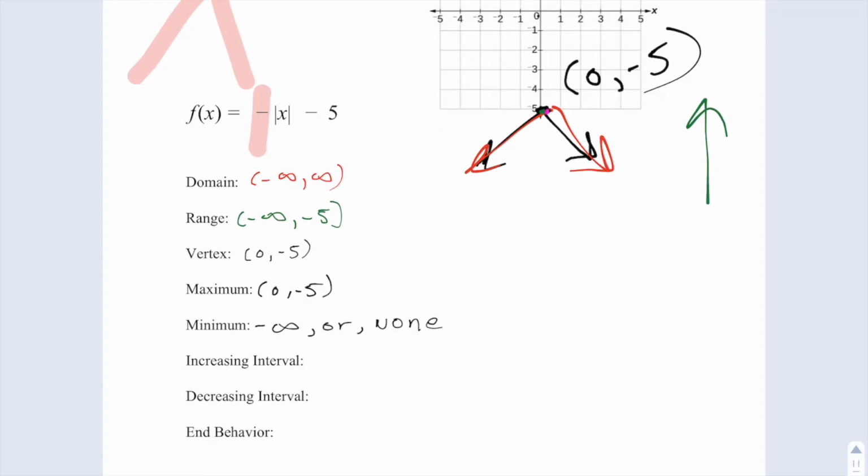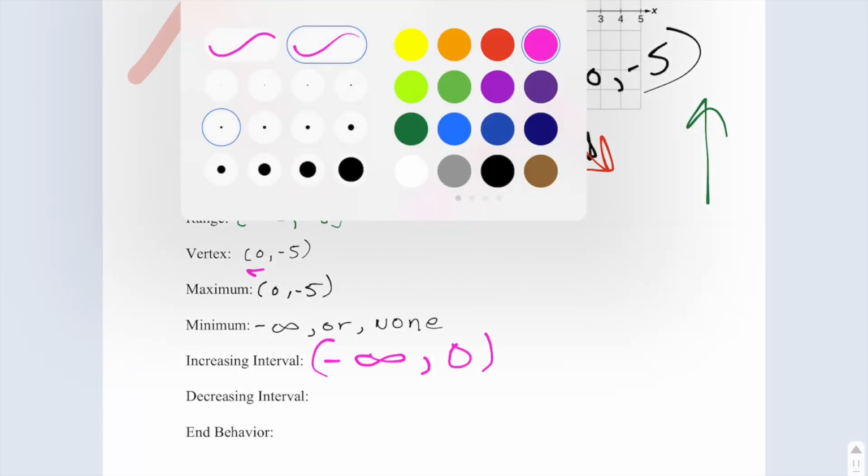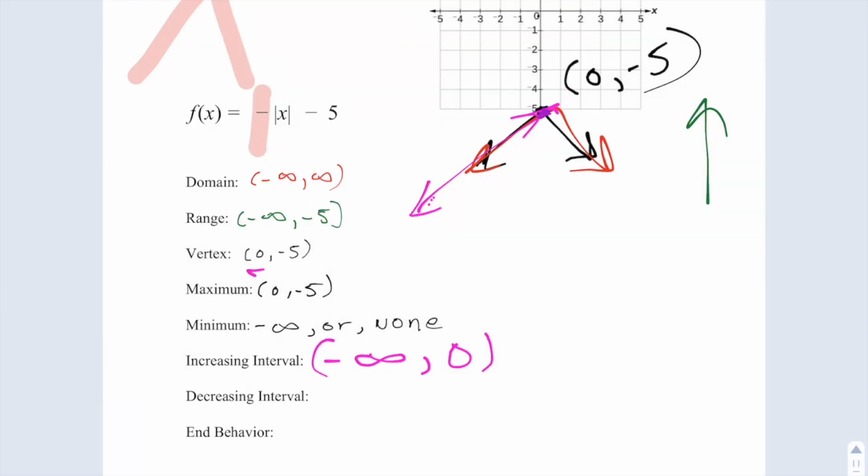So let's look at our increasing and decreasing intervals. Remember, with intervals, we only deal with the x values. It starts increasing all the way out here at negative infinity of x, and then it stops increasing at the x value of the vertex, which is 0. So that's our increasing interval. And then our decreasing starts at the vertex and goes all the way out to positive infinity of x. So it starts at 0, the vertex, and goes all the way out to positive infinity. So those are our increasing and decreasing intervals.